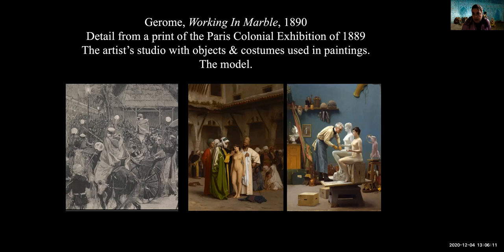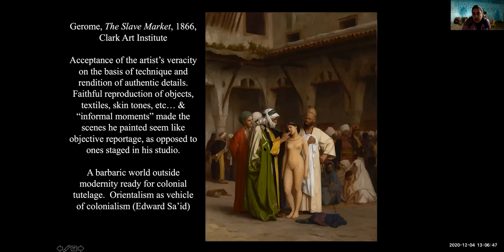I do want to, in passing, draw attention to the model who is in his painting, Working in Marble, that he used for the sculpture in the back of Tanagra, in fact. This model seems to appear in a number of his paintings, and I think she is the same woman here. We do have her appearing more than once. I do want to draw attention to that because the idea of models is very important. And I want to end with that later on as we get to the end, to think about who these people are, who are very, very different from the observers, and where Jerome might have encountered some of these figures that he used to populate his paintings.